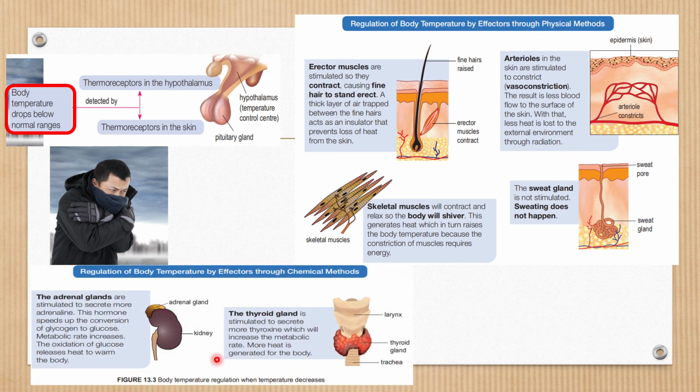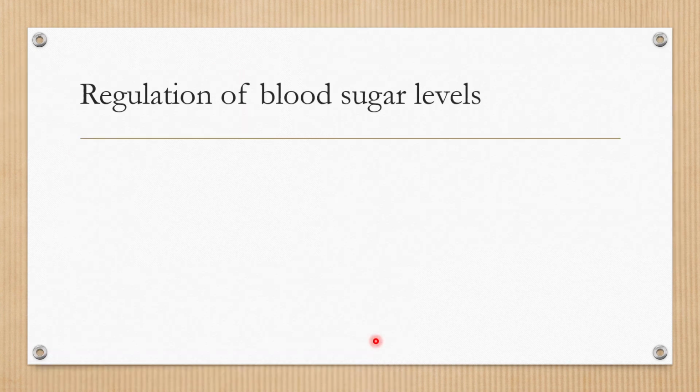Also, we have the regulation through chemical methods. Regulation of body temperature by effectors through chemical methods. And this is by means of hormones.